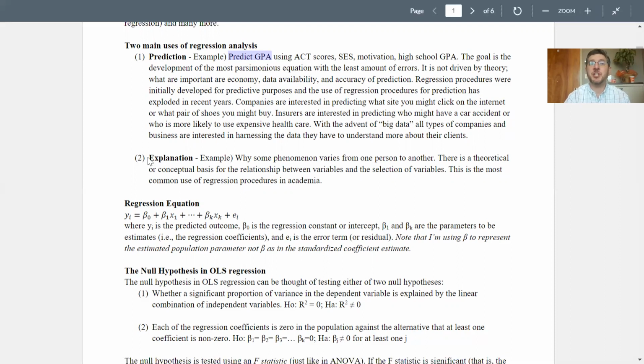What we're going to talk about is the use of regression for explanation purposes. This is really what's used in academia. This is where regression analysis is used in research. We're trying to understand why some phenomenon varies. We usually have a theoretical or conceptual basis for the relationship among the variables, and we're trying to understand that relationship or test some type of theory about the reason why these variables are related in the way they are.